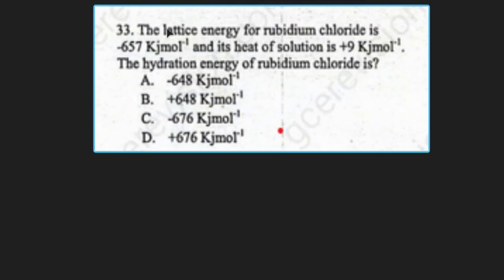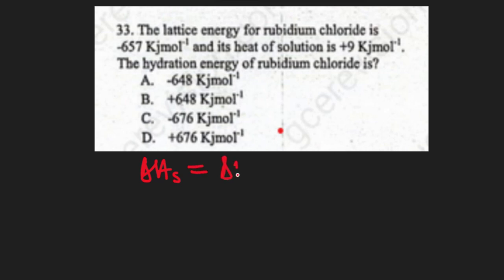Question 33. The lattice energy of rubidium chloride is minus 657 and its heat of solution is plus 9 kilojoules per mole. The hydration energy of rubidium chloride is, so the general formula for enthalpy of solution for a particular compound equals the enthalpy of hydration minus the lattice energy. So therefore it means that the enthalpy of hydration of rubidium chloride is going to be enthalpy of solution plus lattice energy.